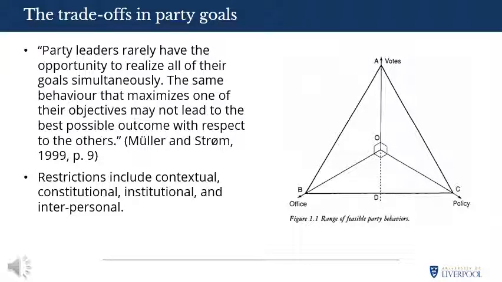So Muller and Strom note the party leaders rarely have the opportunity to realize all their goals simultaneously. They have to compromise, they have to engage in trade-offs. So seeking office, for example, can harm both vote-seeking and policy-seeking goals. Coalition parties usually have to forego some of their policies, as we've mentioned, and entering office can also cost a party votes. There's a wide body of literature which shows that junior coalition parties are often hard hit by coalition participation.